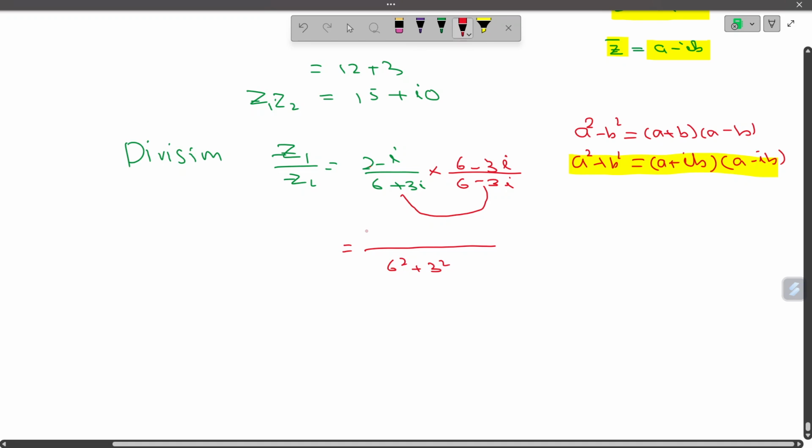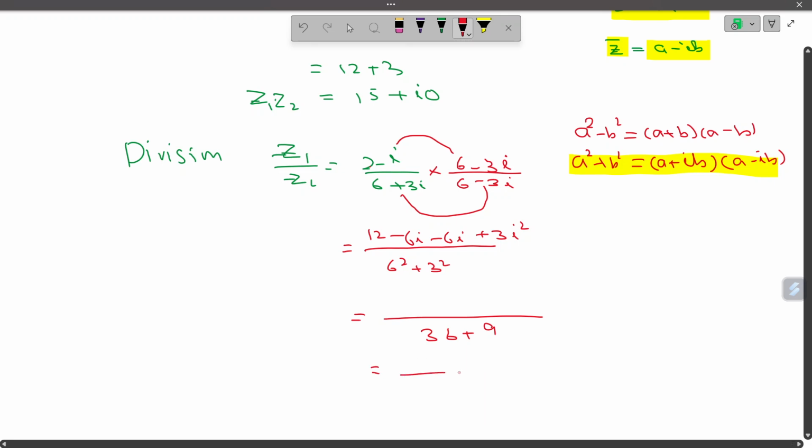So 2 will go to 6, 12. 2 will go to 3, 3 to the 6i. Then i will go to 6, minus 6i. Minus times minus plus 3i square. 6 square is 36. 3 square is 9. So which is equal to 45.